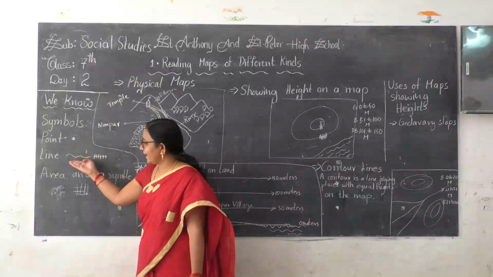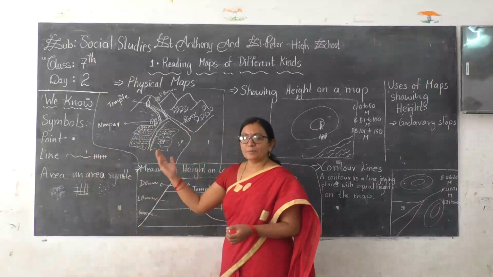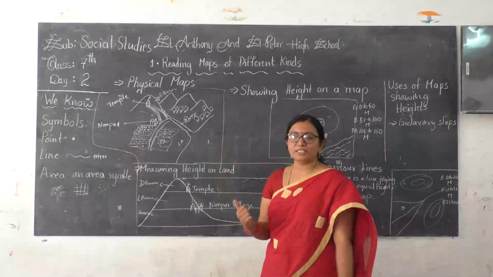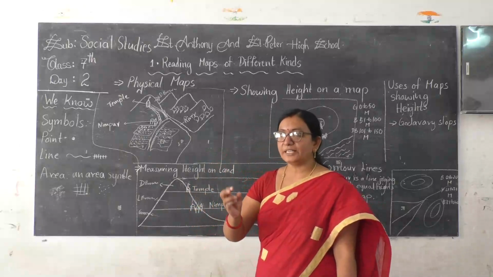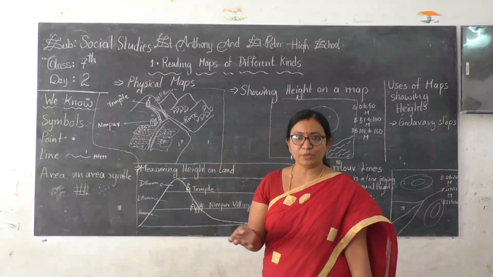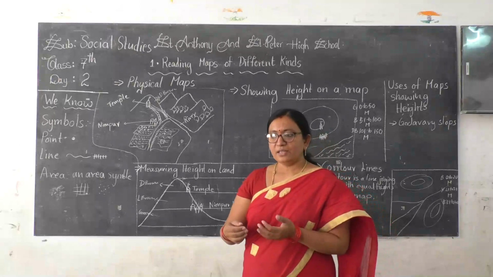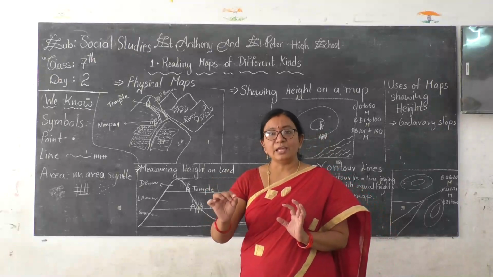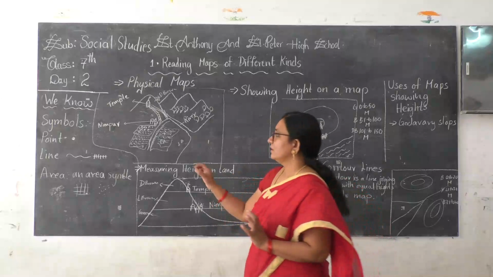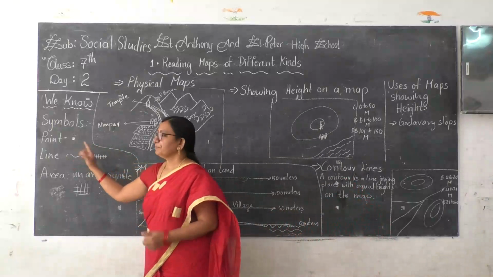Point, line, area. Why is a point used? A point symbol is used to represent a particular place like Delhi, Mumbai, Hyderabad, or even the name of the village or place of a particular area.